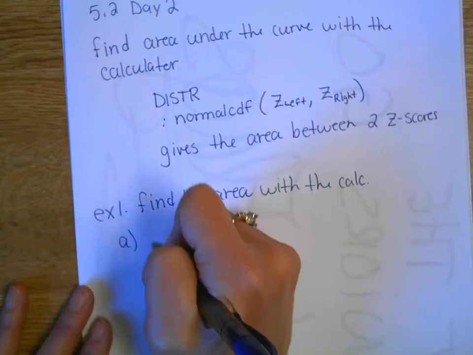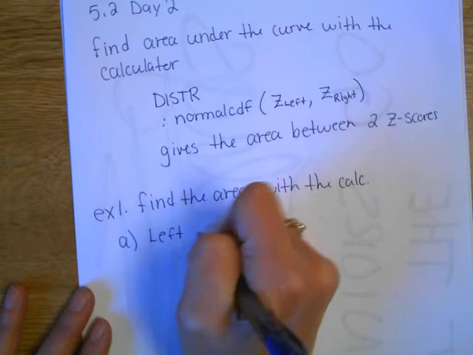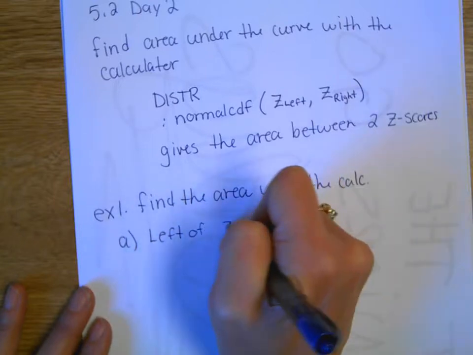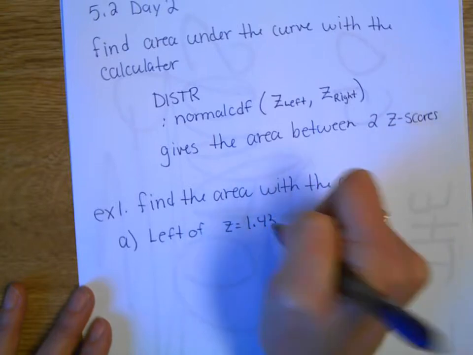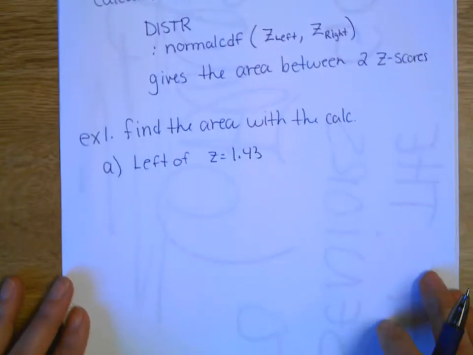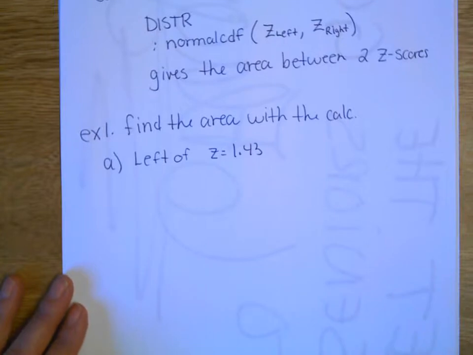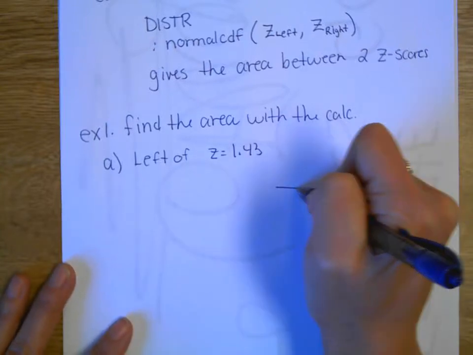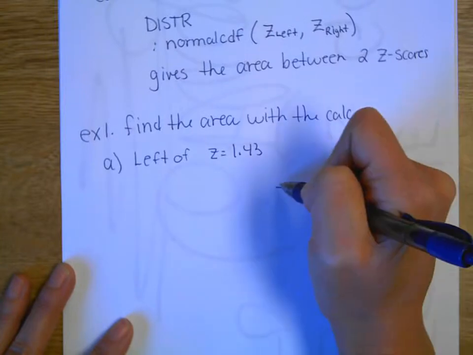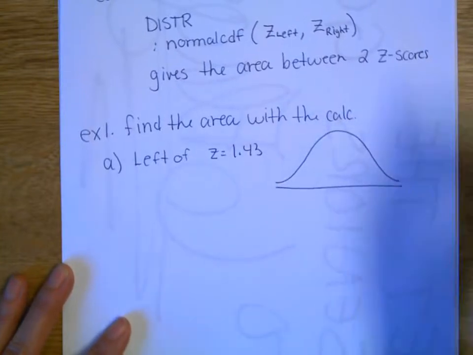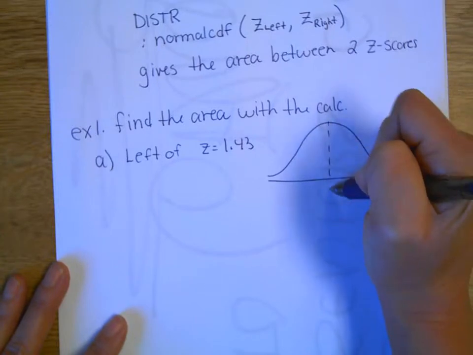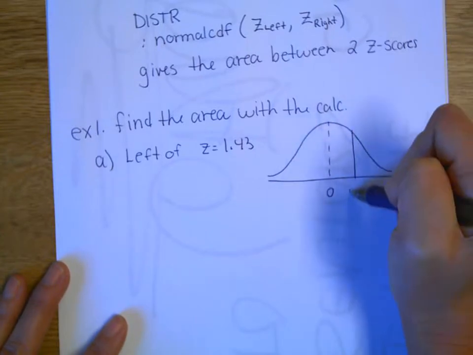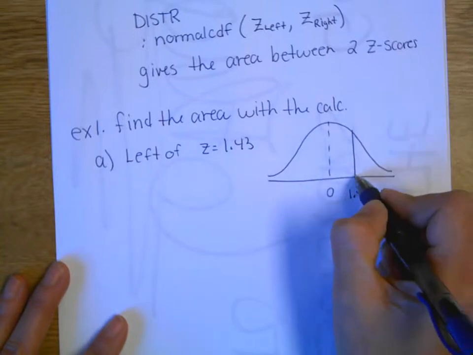Our first one is going to be the area to the left of a z-score equal to 1.43. Yesterday you just looked up 1.43, and the number in the table was the area to the left. But on a calculator, mine says lower, upper. Yeah, but don't worry about it. 1.43 is about here, and we want the area to the left.